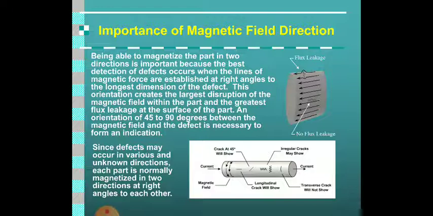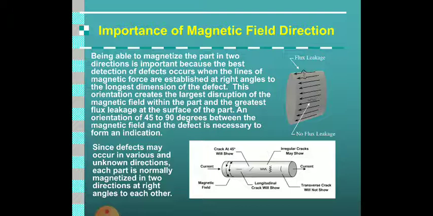The important thing is that the best detection of the defect occurs when the lines of magnetic force are established at right angle to the longest dimension of the defect. As you can see in these figures, this is how the longitudinal and circumferential magnetic fields work to detect the cracks on the surface. This orientation creates the largest disruption of the magnetic field within the part and the greatest flux leakage at the surface of the part.